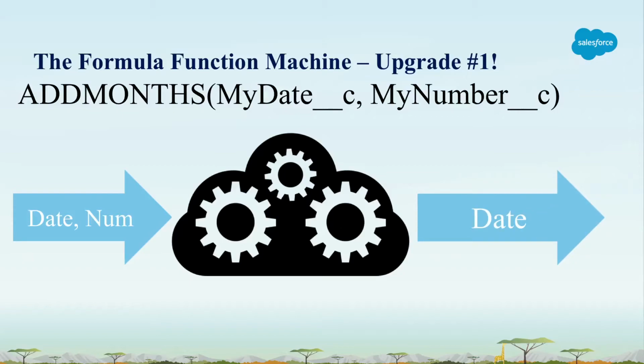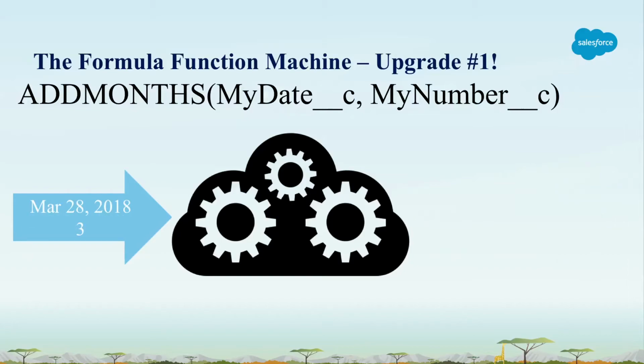Yes. So if we give it March 28, 2018, and 3, separated by a comma in the actual syntax, what are we going to get? April, May, June. June 28, 2018. Okay?